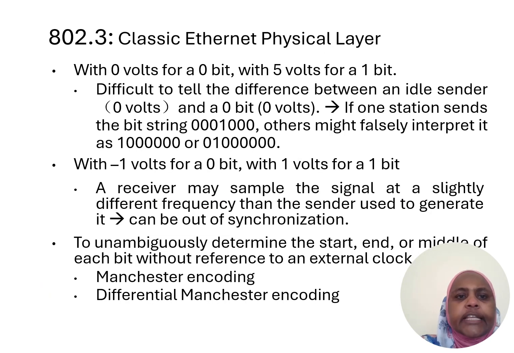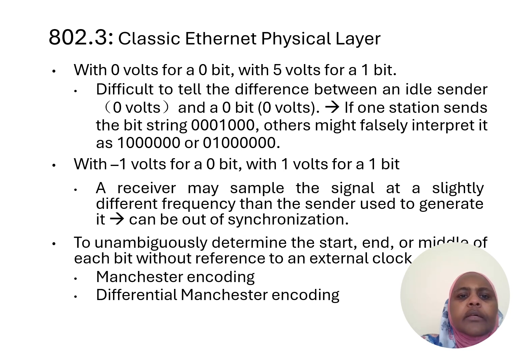The classic Ethernet physical layer is responsible for defining the bit in terms of duration and voltage. With 0 volts for a 0 bit and 5 volts for a 1 bit, it's difficult to tell the difference between an idle sender at 0 volts and a 0 bit, which is also 0 volts. If the station sends, for example, a string of zeros, others might falsely interpret it as a different number of zeros.